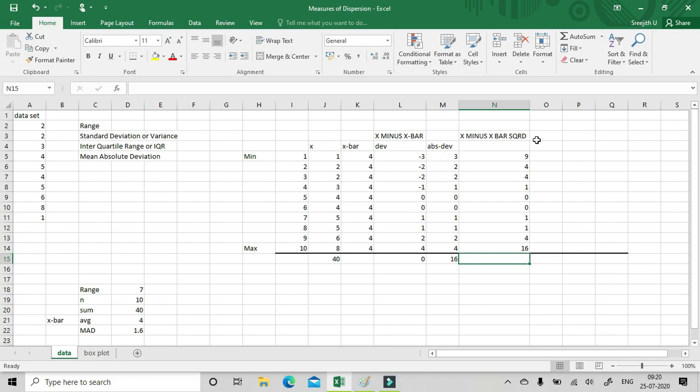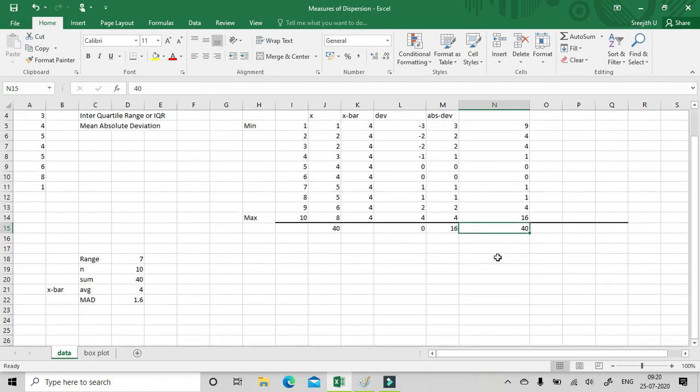Okay, let's try to find the sum. 9 plus 8 is 17, 17 plus 1 is 18, 19, 20, 24, 24 plus 16 is 40. Okay, so the sum of x minus x bar whole square is 40.